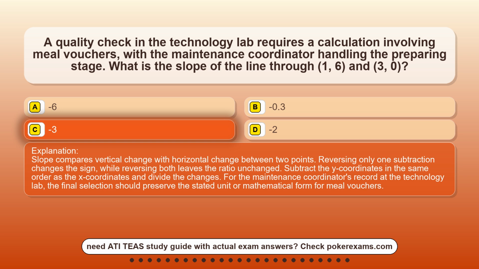Slope compares vertical change with horizontal change between 2 points. Reversing only one subtraction changes the sign, while reversing both leaves the ratio unchanged. Subtract the y-coordinates in the same order as the x-coordinates and divide the changes. For the maintenance coordinator's record at the technology lab, the final selection should preserve the stated unit or mathematical form for meal vouchers.